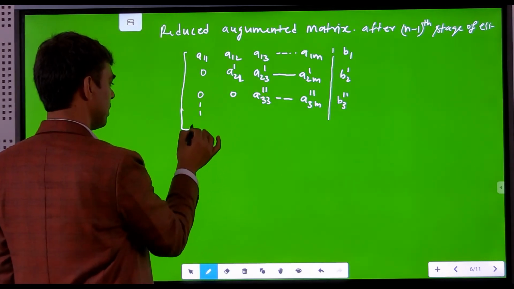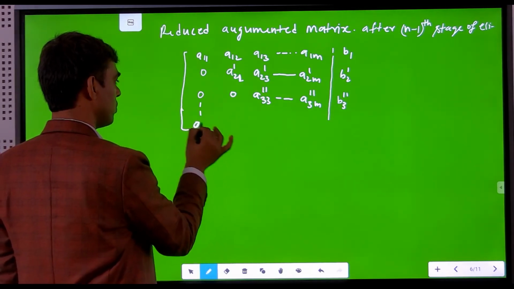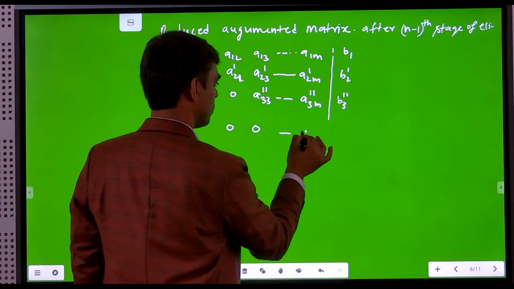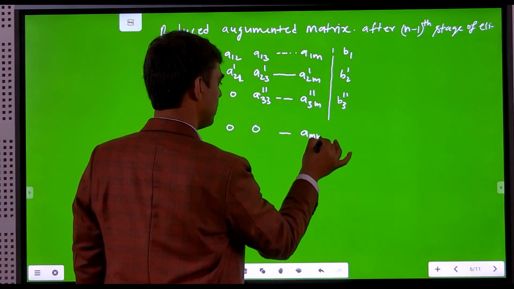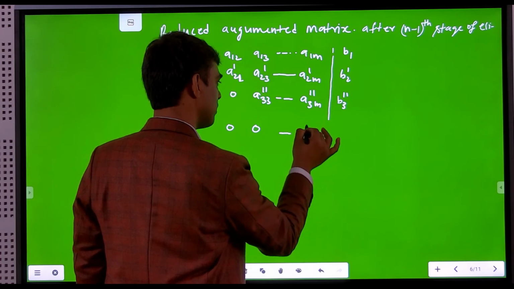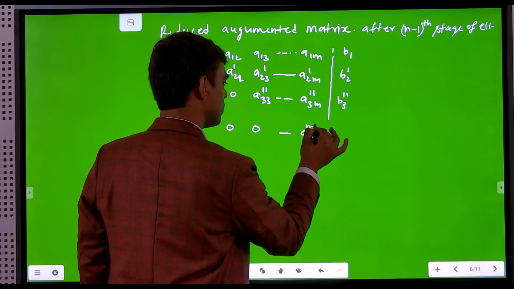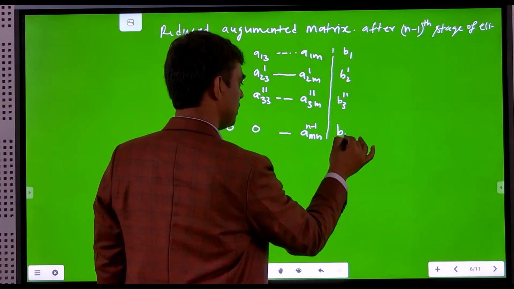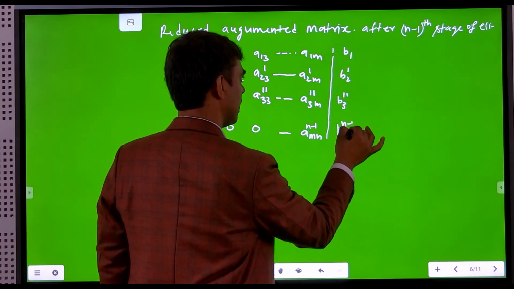Similarly, the last row changes how many times? n minus 1 times. So here we write Amn, and how many times does the original value change? n minus 1 times. So this one is Bm, and this one also changes n minus 1 times.